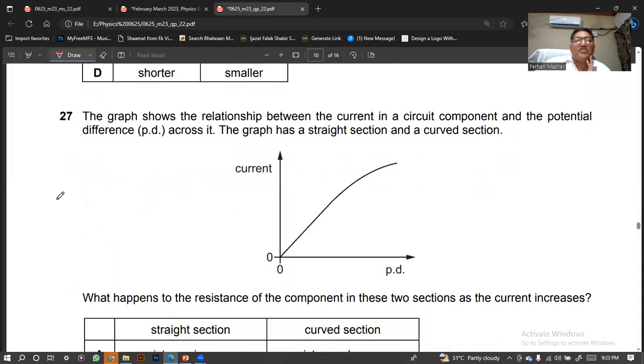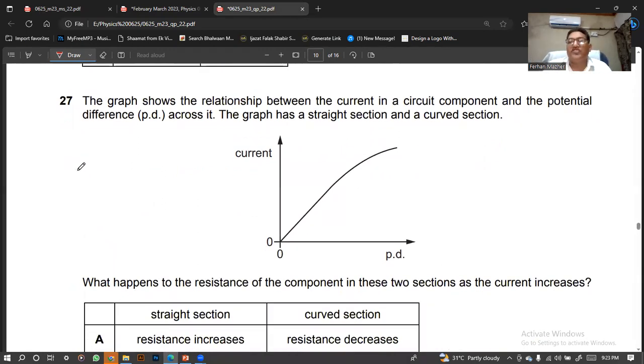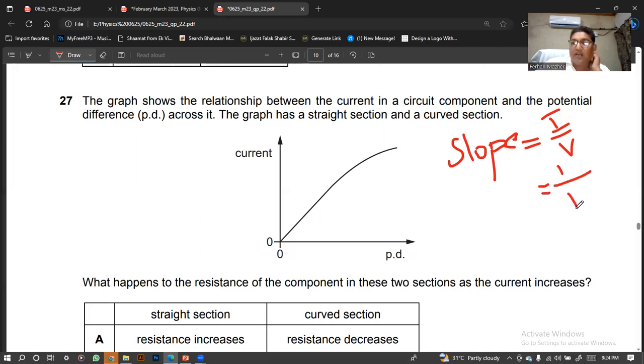Okay, so we are going to the next question, which is question number 27. The graph shows the relationship between the current in a circuit component and the potential difference across it. The graph shows a straight section and a curved section. Here remember, the current is on the y-axis, the potential difference is on the x-axis. The gradient here, the slope, will be equal to I by V. I by V is basically 1 by R, okay? So the gradient of this graph is basically representing the reciprocal of the resistance.